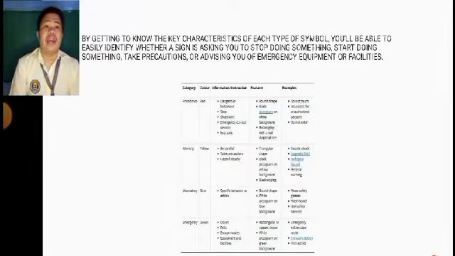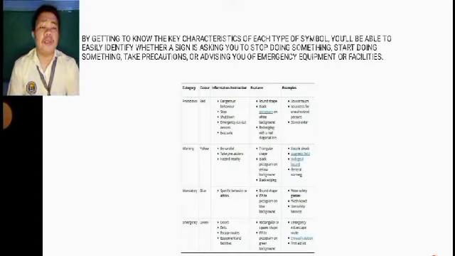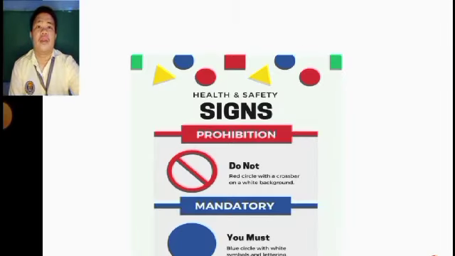By getting to know the key characteristics of each type of symbol, you will be able to easily identify whether a sign is asking you to stop doing something, start doing something, take precautions, or advising you of emergency equipment or facilities. So as you have seen in the graph, that is the characteristic of each type of symbol. Prohibition, red; warning, yellow; mandatory, blue; emergency, green, and so on.